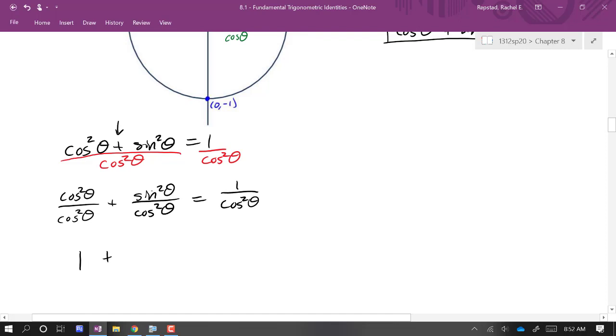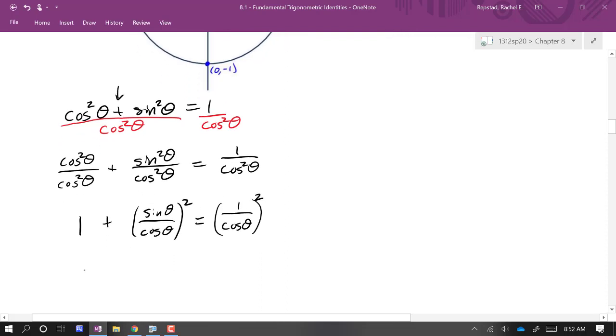Sine squared over cosine squared, that's the same as sine theta over cosine theta squared, right? Because we know that we can distribute an exponent over division. So I'm just sort of undoing that process. And then 1 over cosine squared, that's the same as 1 over cosine theta squared, right? Because 1 squared is 1.